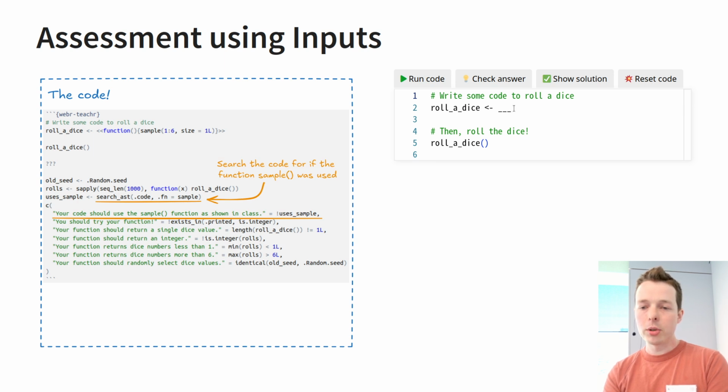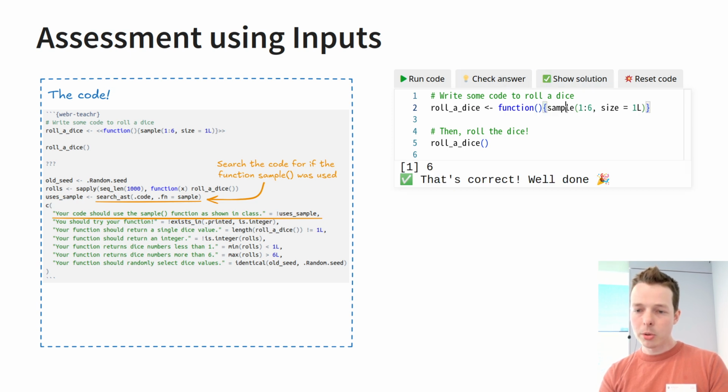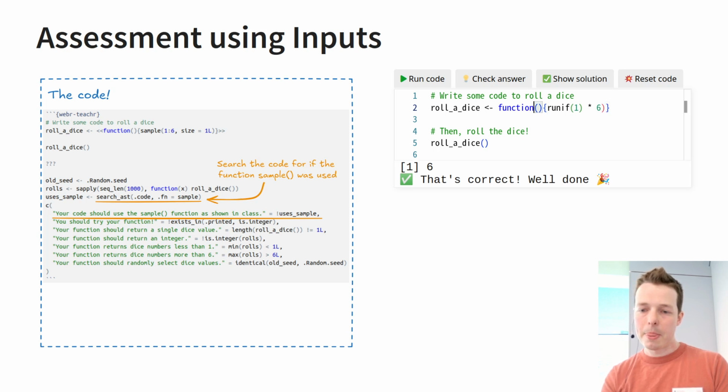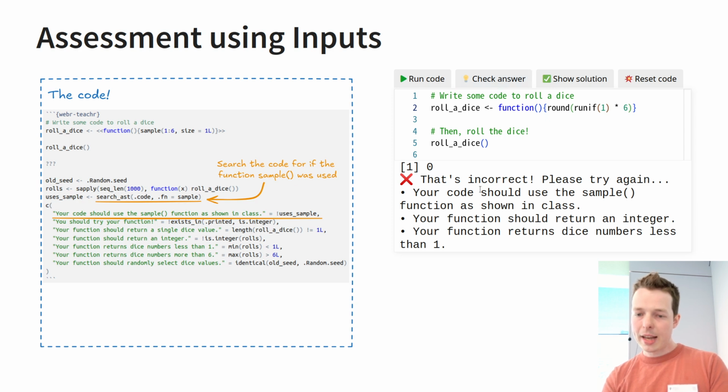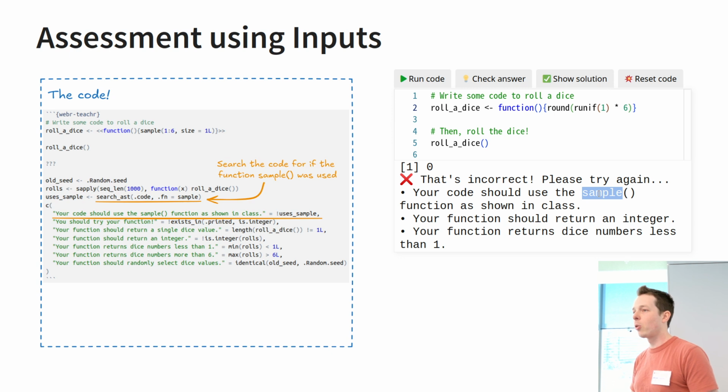Lastly, I can check some inputs. So maybe I use, what's a good example of this? I'm expecting them to use sample here. Did I have a nice demo? Maybe I use runif 1 times 6. This probably won't work. And then round it. Random number between 0 and 1 and round it. And now it's telling me I should use sample instead, the sample function as shown in class. That's a much better solution to rolling a dice.